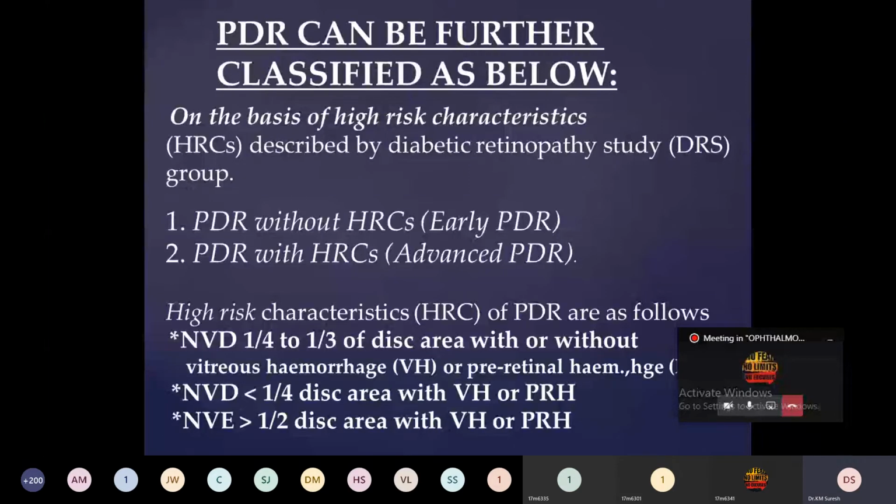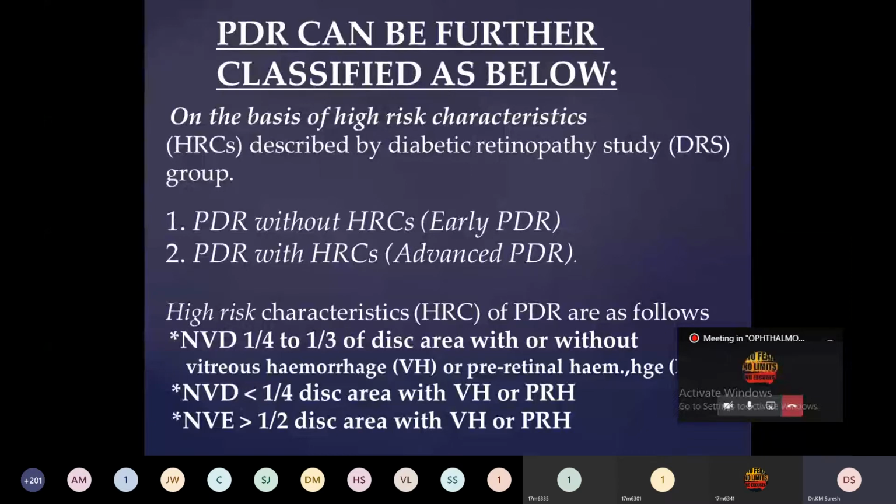PDR can further be classified on the basis of high risk characteristics. This classification is described by the Diabetic Retinopathy Study group. You have two groups: PDR without HRCs, that is early proliferative diabetic retinopathy, and PDR with HRCs. HRC is nothing but high risk characteristics. PDR with HRCs is also referred to as advanced proliferative diabetic retinopathy. How do you assess high risk characteristics? This is how we are going to assess them.